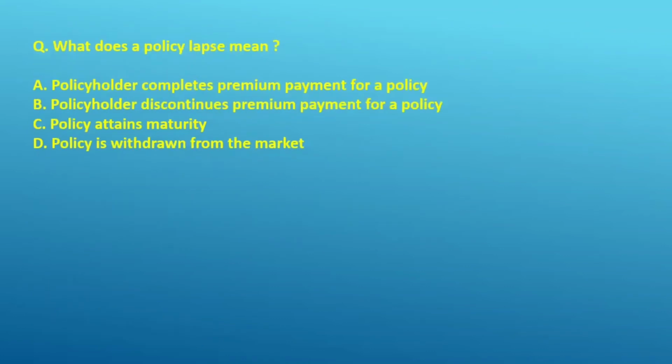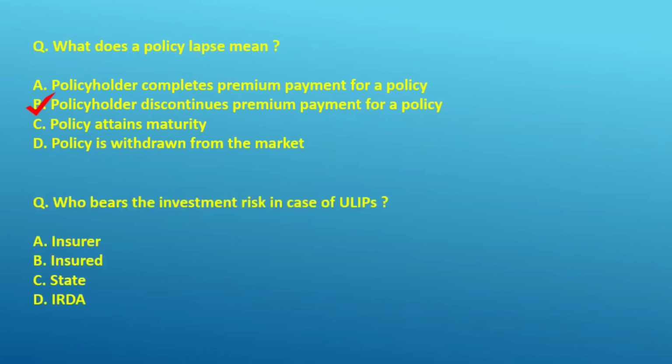What does a policy lapse mean? Policy lapse means the policyholder discontinues the payment of premium. So the answer is policyholder discontinues premium payment for a policy. Next is, who bears the investment risk in case of ULIPs? Answer is insured. All the risk in ULIP plan is borne only by policyholders, not by insurer.